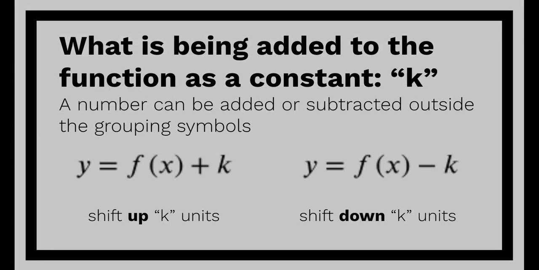The last thing we want to look at is what is being added to the function as a constant. That's that k value. A number can be added or subtracted outside of the grouping symbols. So if I'm adding k, then I'm shifting it up k units, and if I'm subtracting k, I'm shifting down k units.